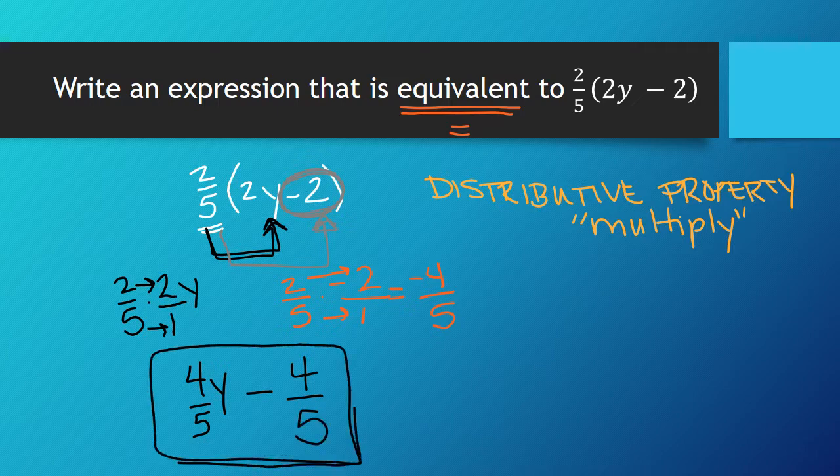Remember, a minus is the same thing as a negative, so you don't need to write it twice. If you write it twice, it's going to change. Remember, a negative and a negative makes a positive, so don't write it twice, just write it that one time. And then these you cannot combine because one has a y and one does not. So remember, you can't combine them if they're not like terms.